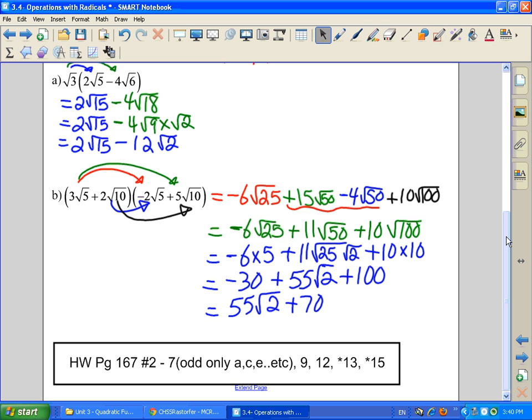All right, folks, here's your homework for today. Page 167, numbers 2 to 7, odd only, A, C, E, etc. That's what I mean by odd only. And the 9, 12, and 13 and 15 are challenging ones, so give them a try.